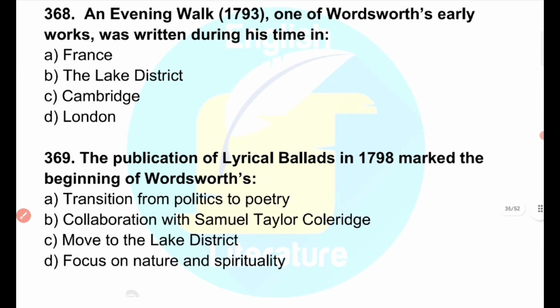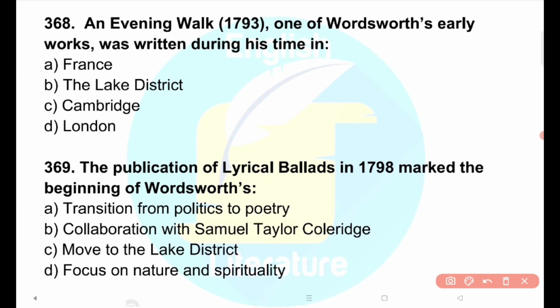An Evening Walk, 1793, one of Wordsworth's early works, was written during his time in option B, the Lake District. An Evening Walk was composed when Wordsworth was living in the Lake District. The poem describes nature in vivid detail.